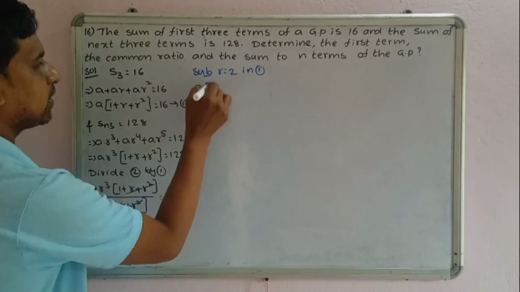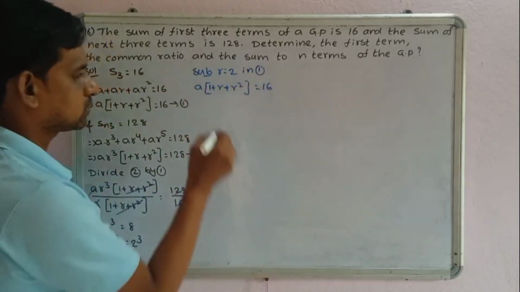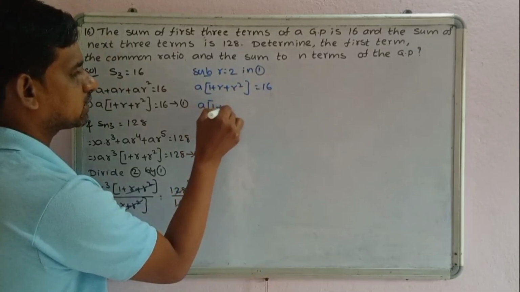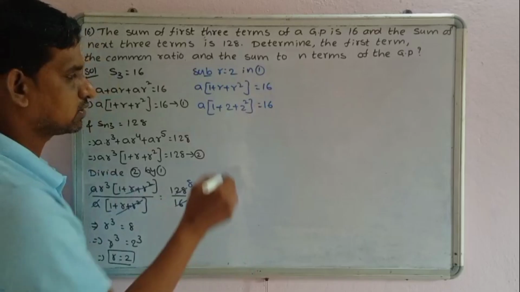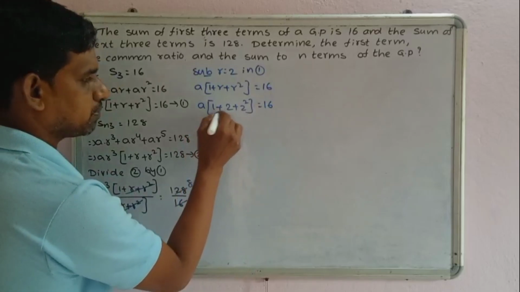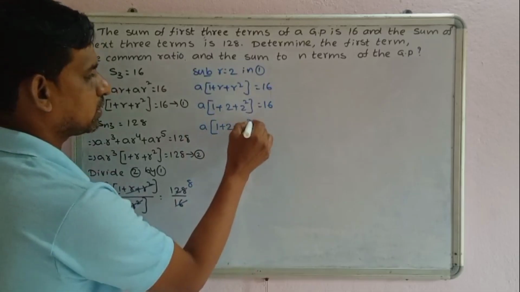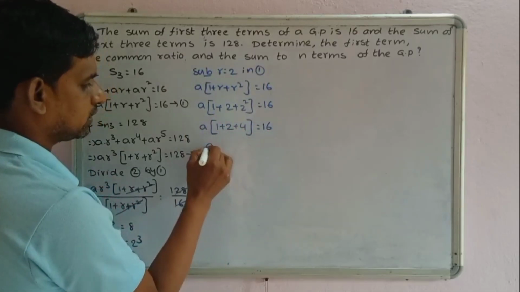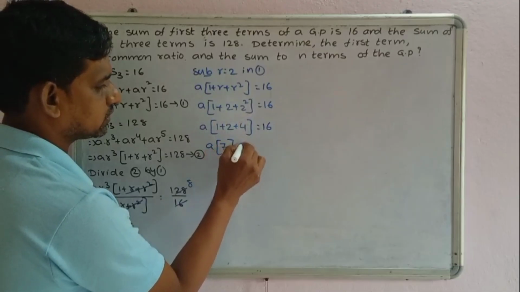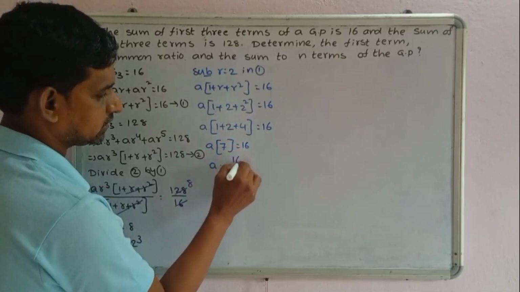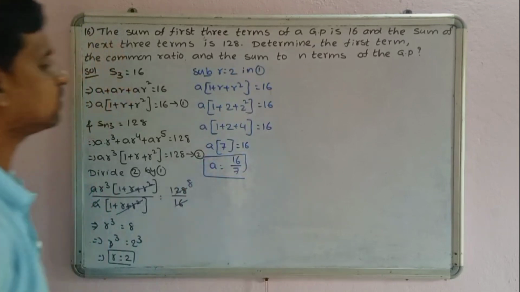a into (1 plus r square) equals 16. So a into (1 plus 2 square) equals 16. So a times (1 plus 4) equals 16. So a into (1 plus 2 is 3, plus 4 is 7) equals 16. So a equals 16 by 7, transposing the 7 and dividing. This is the value of a.